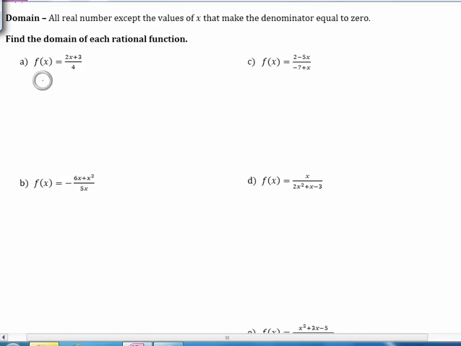So our first example here, f of x equals 2x plus 3 divided by 4. So the denominator for this one is 4. And no matter what x is, this denominator is always just going to be 4. And so the domain for this one is the set of all real numbers. Because there aren't any real numbers that will cause us to divide by 0 in this one. So we're always going to start off assuming that the domain is a set of all real numbers, and then we'll remove anything that causes us a problem.